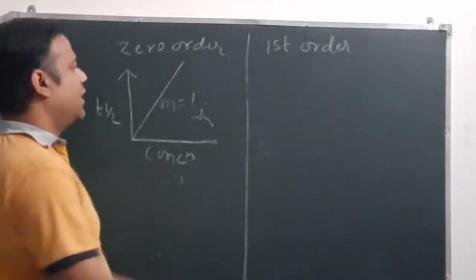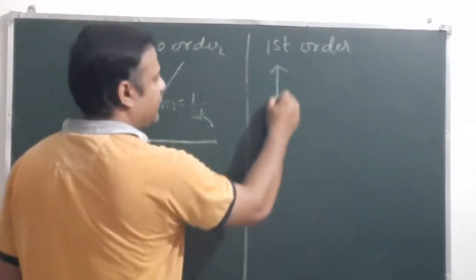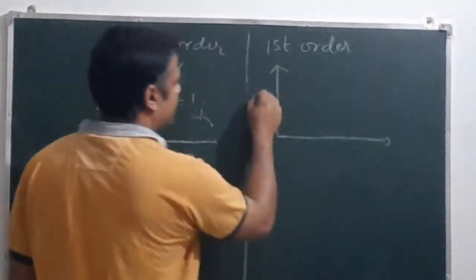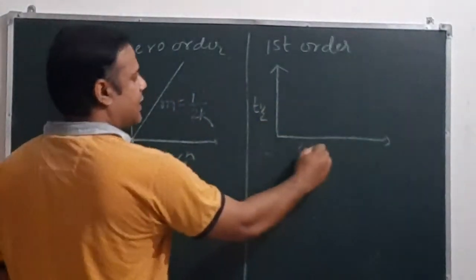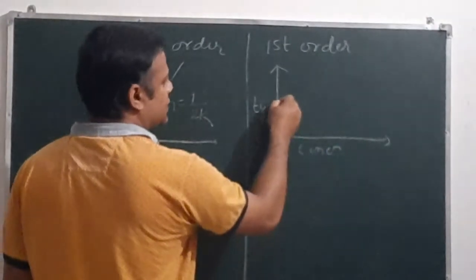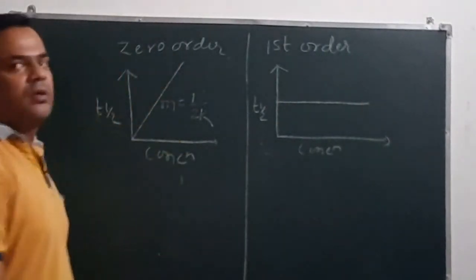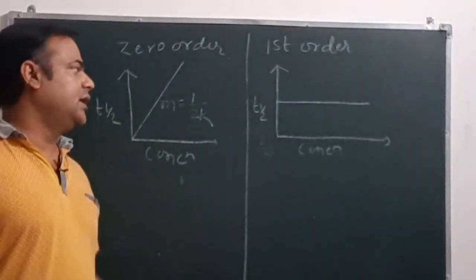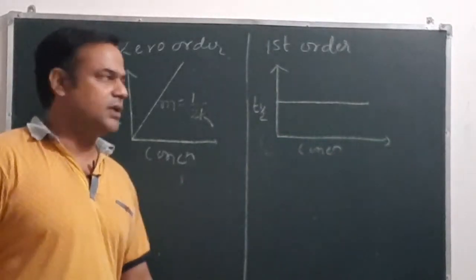In case of first order reaction, if we plot the graph between half-life time T half and concentration, then the nature of the graph will be a straight line parallel to the concentration axis.